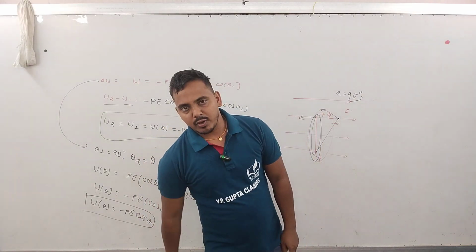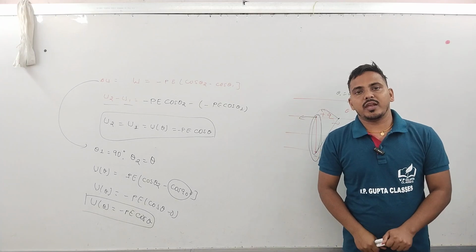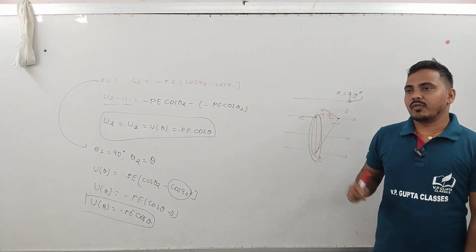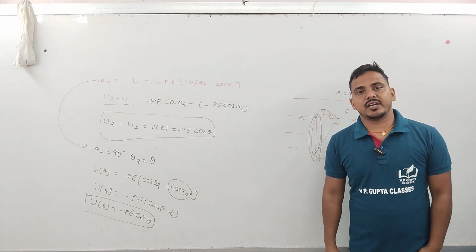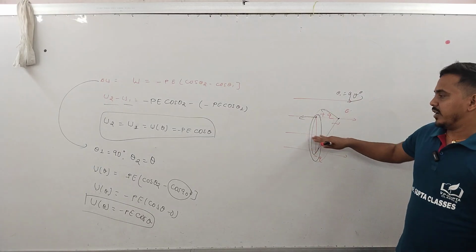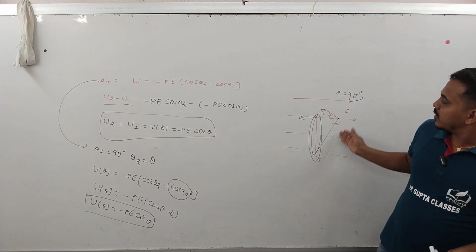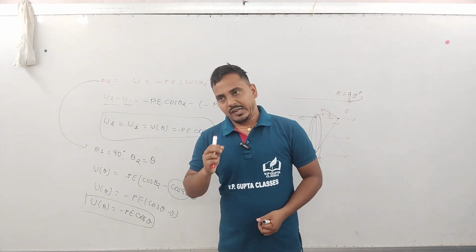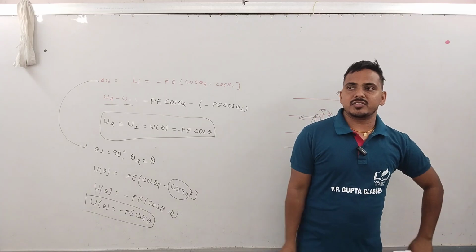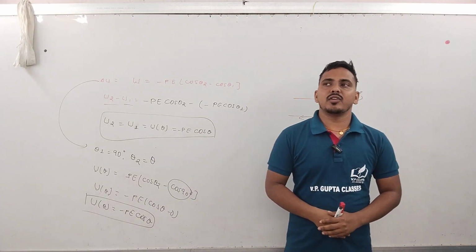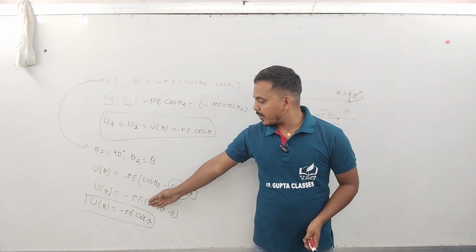In the view of NCERT, we assume the potential energy of an electric dipole in a uniform electric field is 0 if the direction of the dipole is perpendicular to the direction of the electric field E. So if it is given in numericals that the potential energy is 0 at a perpendicular to the direction of the electric field, we apply this formula.